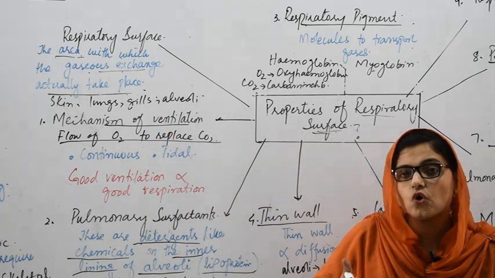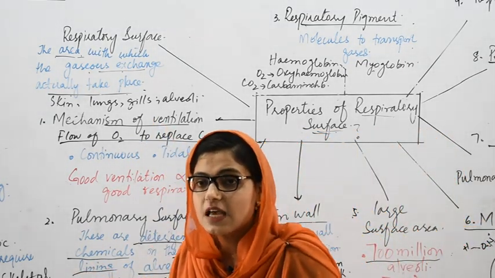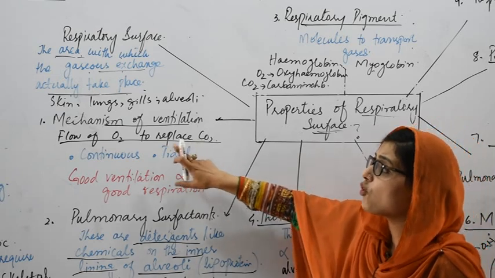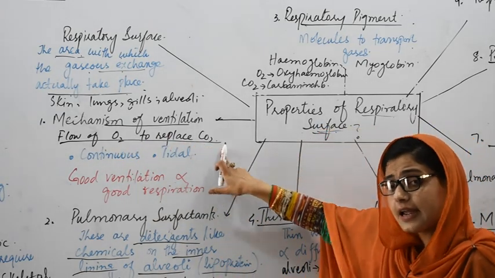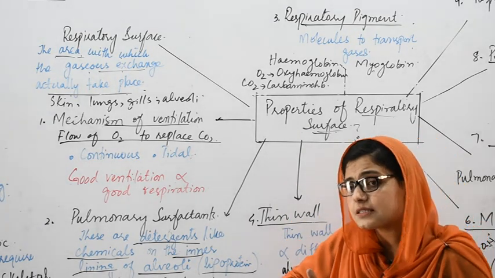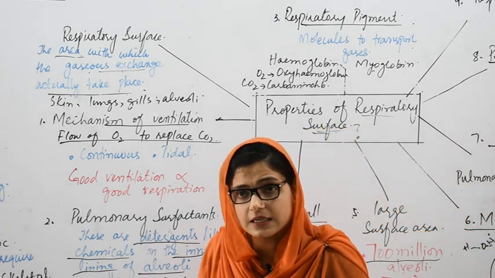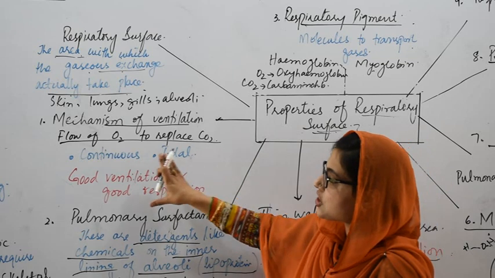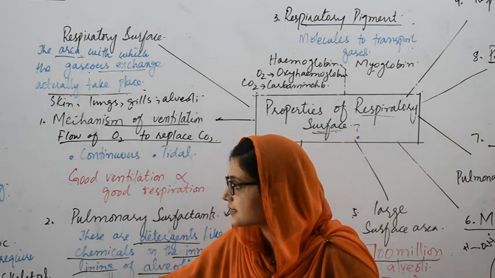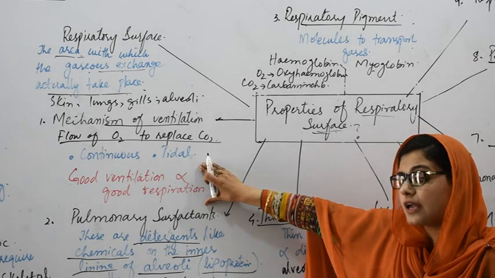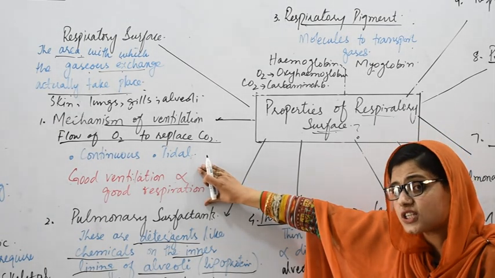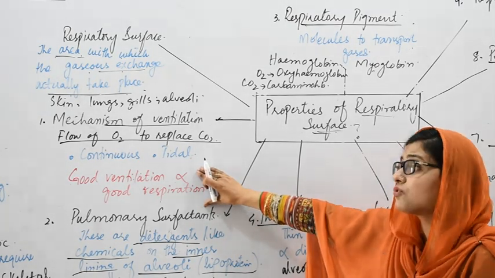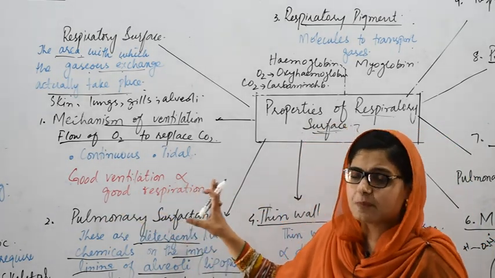Ventilation, as we know, ventilators are present in our rooms, in our houses, for the exchange of air. In the same way, the mechanism of ventilation means the flow of oxygen to replace the carbon dioxide. It means we should have a proper system in which the oxygen is carried towards the lungs and the carbon dioxide is exhaled from the lungs. ठीक है? And that ventilation can be continuous and tidal, as I have already discussed. If the ventilation is good, if we have enough oxygen and enough carbon dioxide, then a proper concentration gradient is created which will help in the diffusion, and good respiration can be carried out.